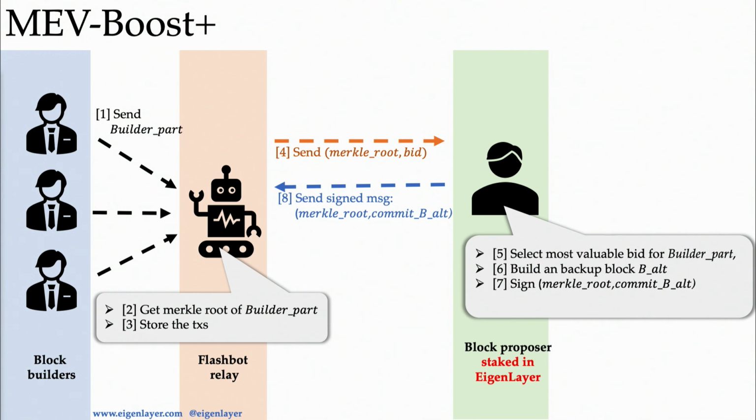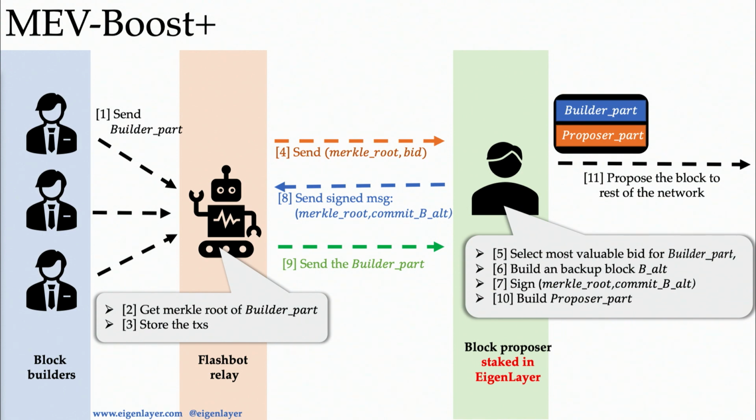How does it know that? How does it have the assurance? Because it has this signed message from the block proposer committing that they will include this builder portion. So now they send the builder portion out. The block proposer takes it and says, okay, I got the builder part. Now I can create the rest of the block and send it out. So fundamentally, back to the two-part architecture, there is a builder part and a proposer part. And essentially, you are committing as a block proposer that you're going to include the builder part, and you can add on whatever things you want after the builder part.